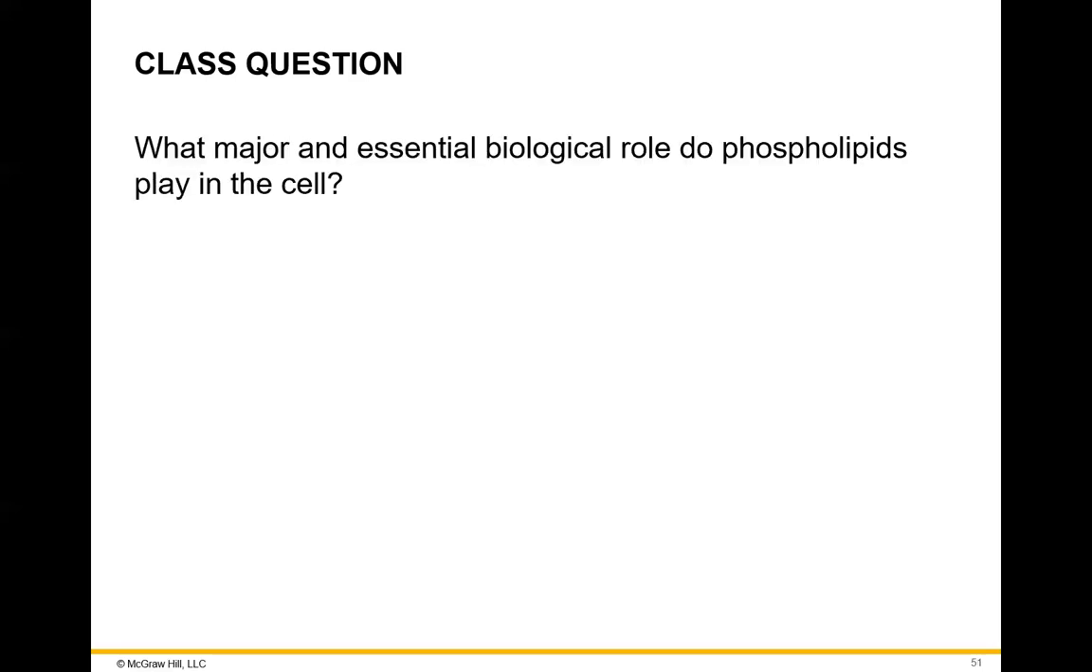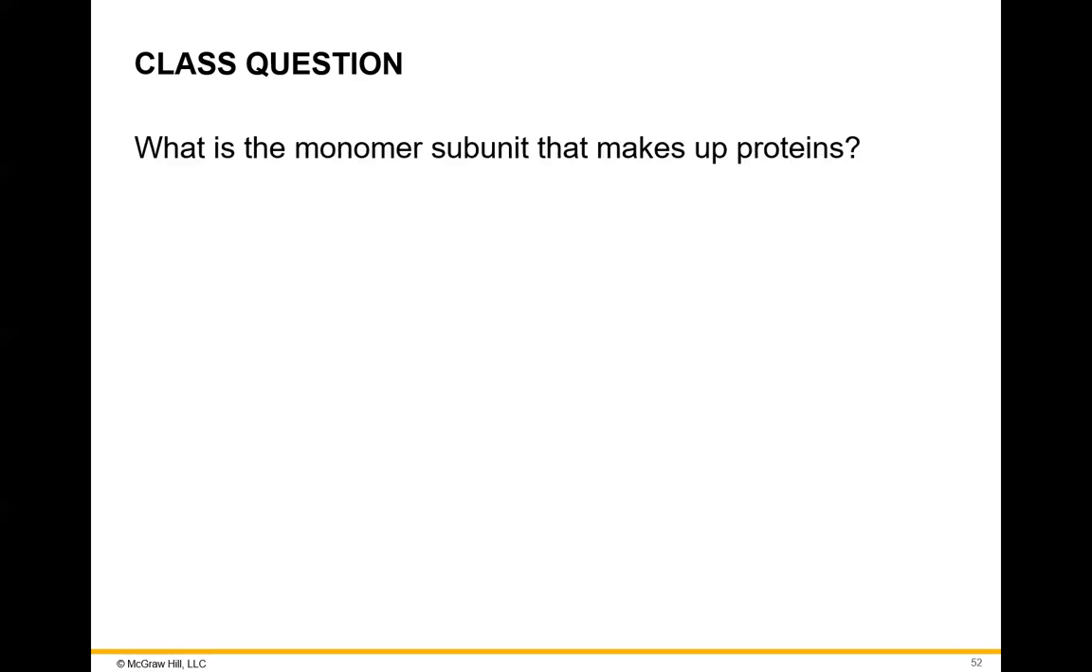What major and essential biological role do phospholipids play in the cell? This one's Fabiola. Yes, membrane structure, exactly right. So phospholipids are incredibly important in our lipid bilayers. And then our last question, the monomer subunit that makes up protein, Levi. Amino acids, exactly right. So it's just a repeating amino acid sequence.